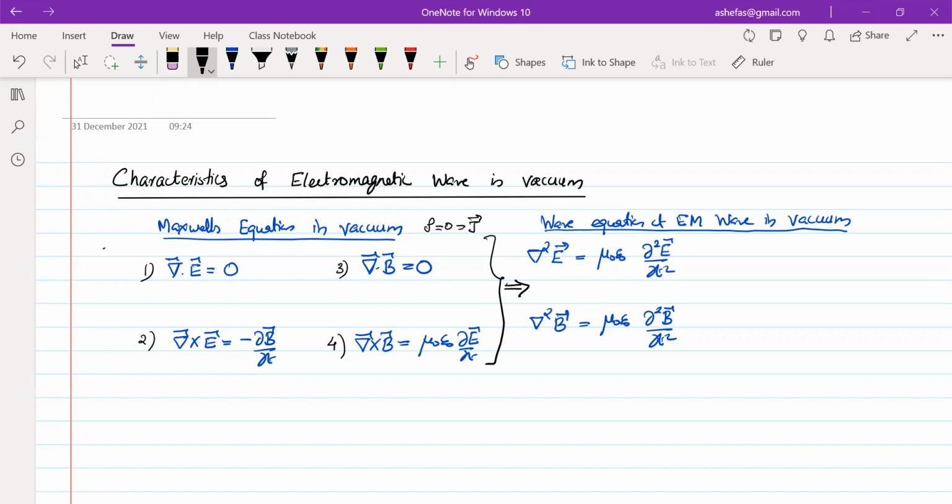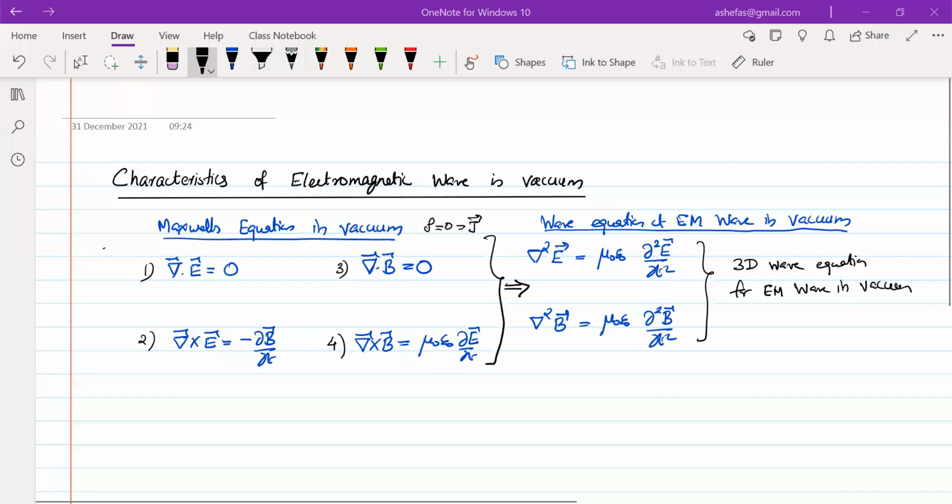From Maxwell's equations in vacuum, we can show that the electric field and magnetic field will satisfy a three-dimensional wave equation, which is written like this. So this is called the three-dimensional wave equation for electromagnetic waves in vacuum. One of the simple solutions for this wave equation is the harmonic solution or the plane wave solution.